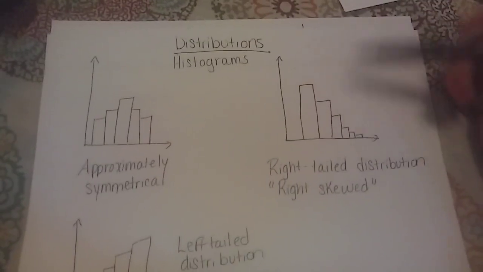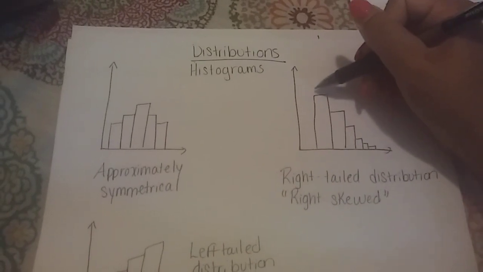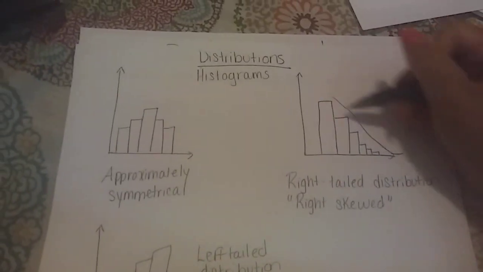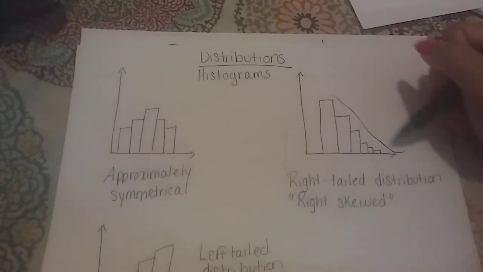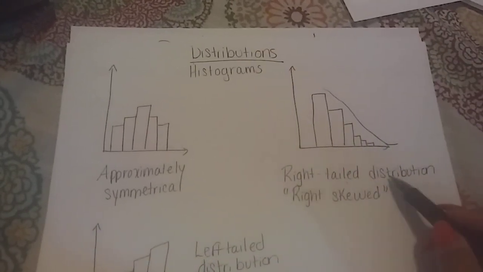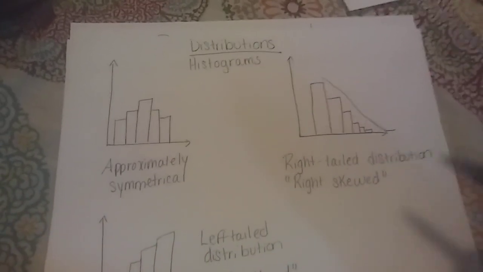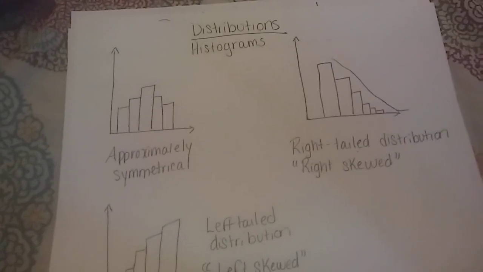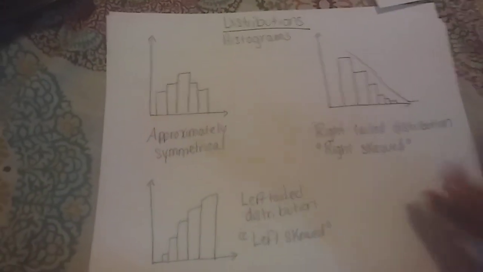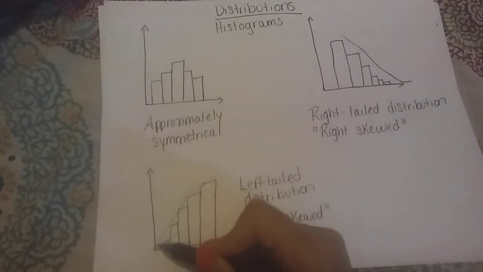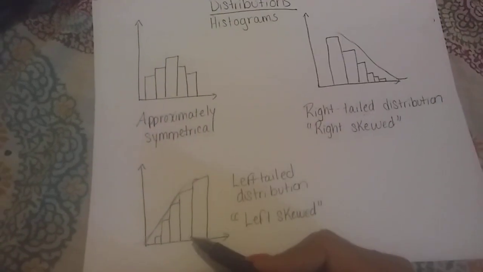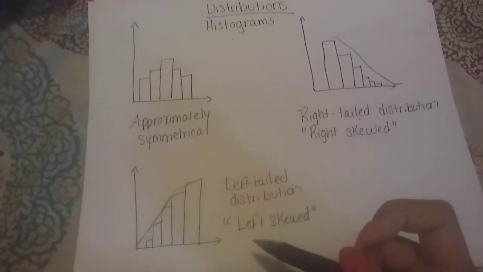Over here, once again, if it looks like the tail is going to the right, that is a right tail distribution or right skewed. The same thing as we just learned for the box plots. And if it looks like there's a tail going to the left, then that's a left tail distribution or left skewed. Okay?